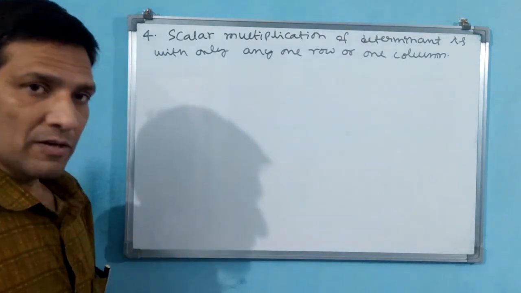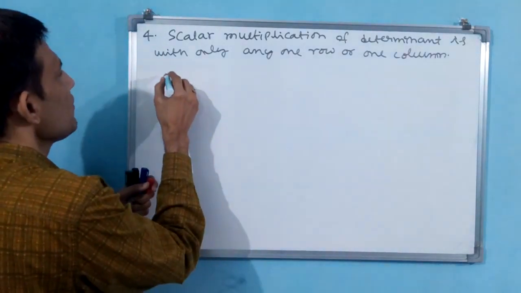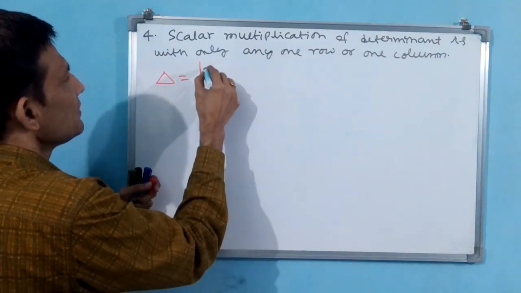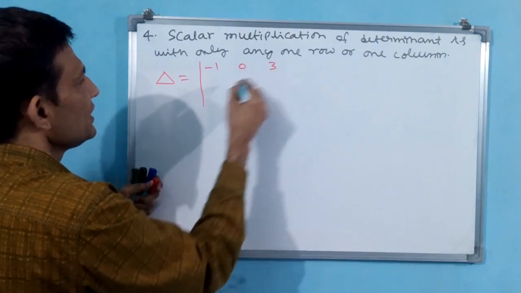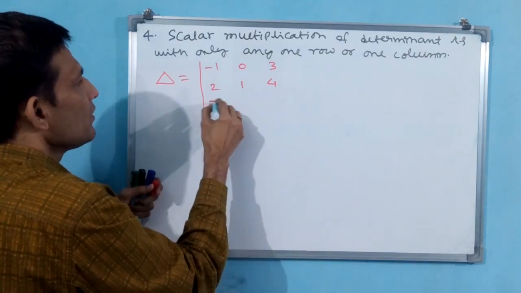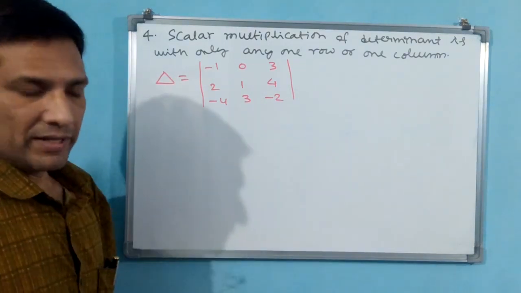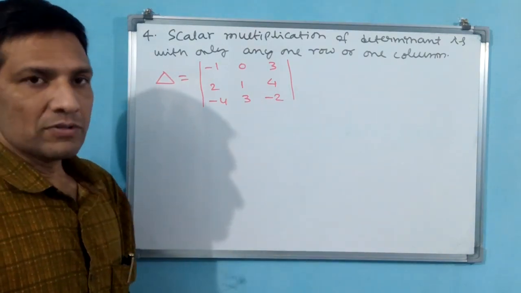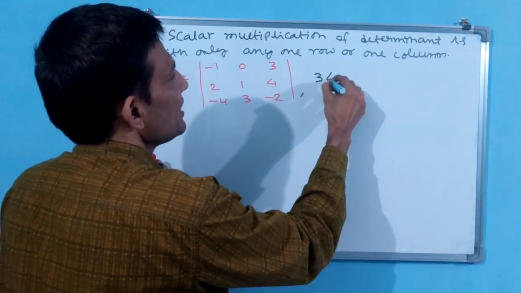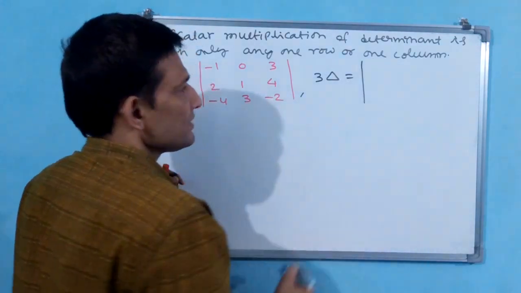Okay. See, one example we will take for verification. Then we go for proof also. You see now here, delta I am keeping like this: minus 1, 0, 3, 2, 1, 4, minus 4, 3, minus 2. Okay, this is a determinant. Now 3 delta I am writing. You see, 3 delta.